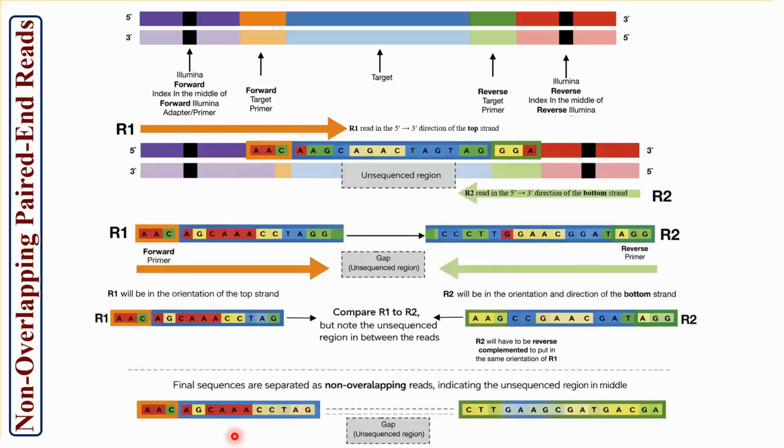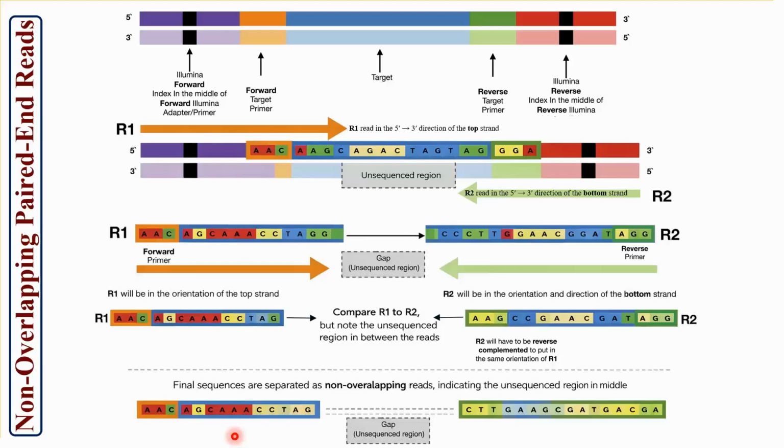This distance information is extremely useful. It helps in detecting insertions and deletions, identifying structural variations, and improving genome assembly. So in this case, the reads are not merged. Instead, they remain as two separate reads with a known gap in between. And together, they still provide valuable information about the original DNA fragment.